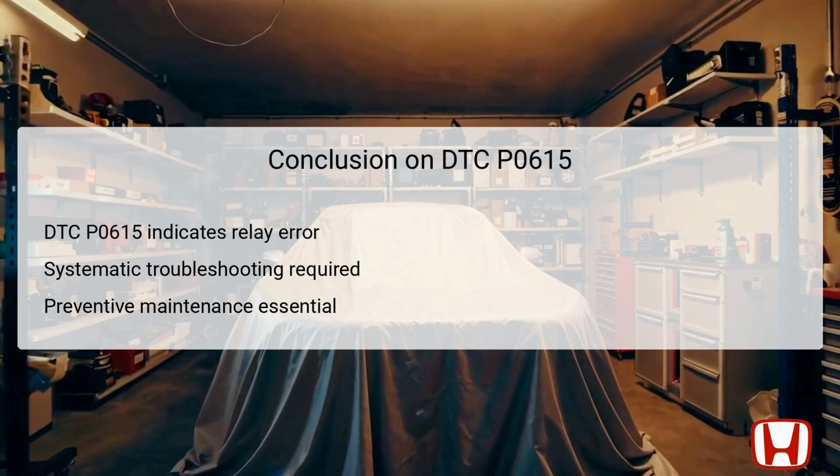In conclusion, DTC P0615 signifies a malfunction in the starter cut relay diagnosis circuit, indicating a potential failure in components crucial for starting the Honda Accord. Systematic troubleshooting steps are essential for identifying the root cause, whether it be faulty wiring, poor connections, or relay issues. Adequate verification after repairs ensures that the problem is resolved and that the vehicle operates reliably.